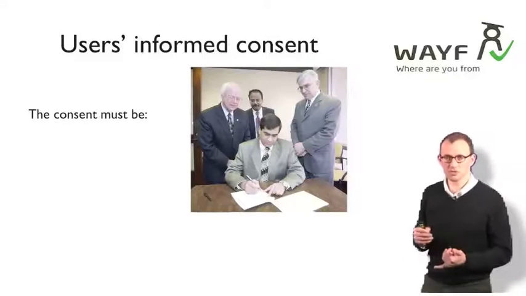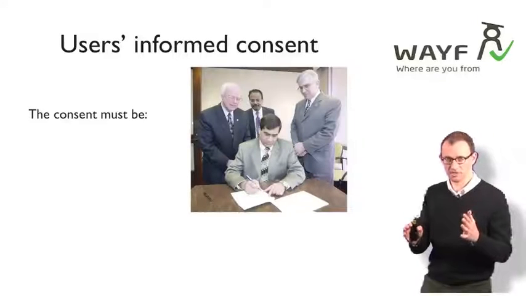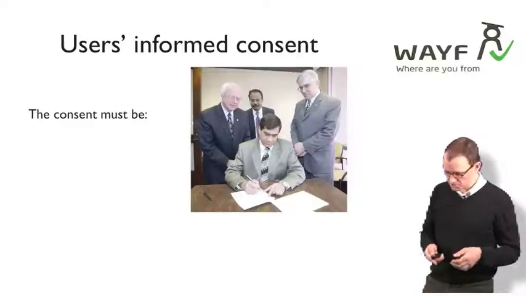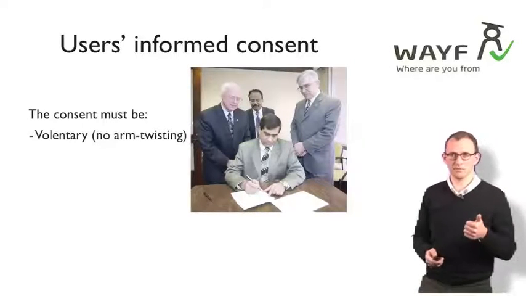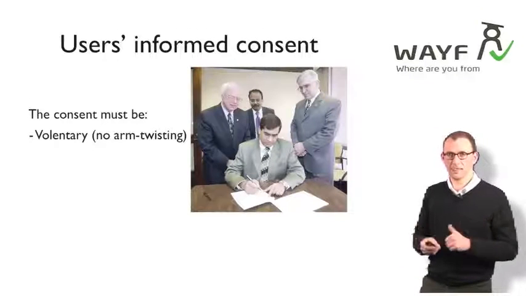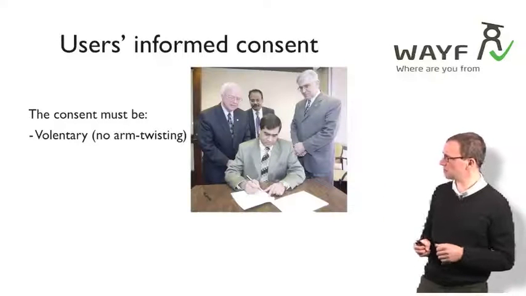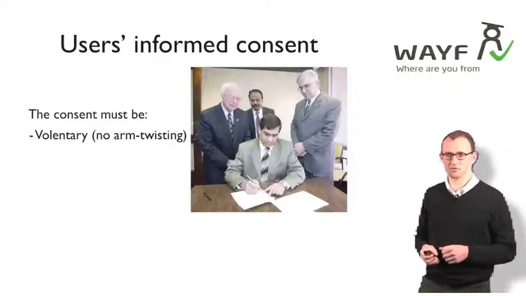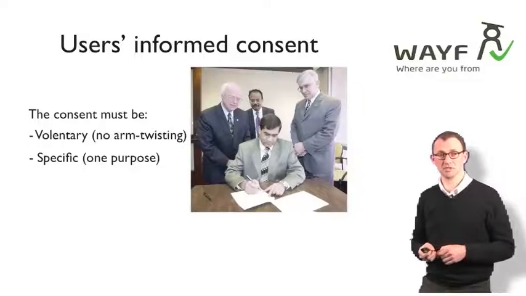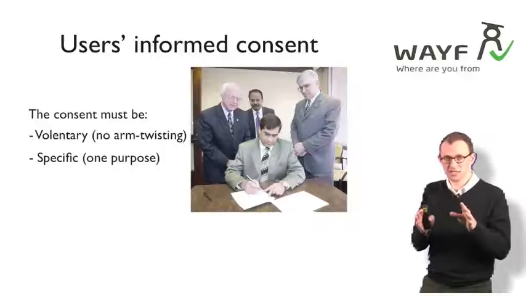So it's called the user's informed consent, and the consent itself, the thing that the users are being confronted with, must be voluntary. So there should be no arm twisting, no threats or anything like it. Here you have a man signing a paper, and it's clearly voluntary. There's only three large, serious men around him making sure that he signs the paper. It has to be specific. So the purpose of this transaction has to be clear.